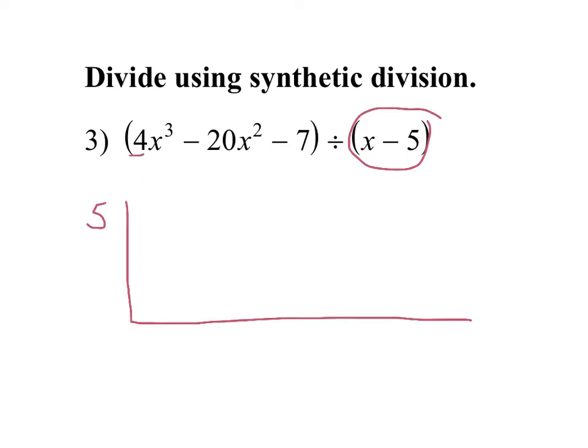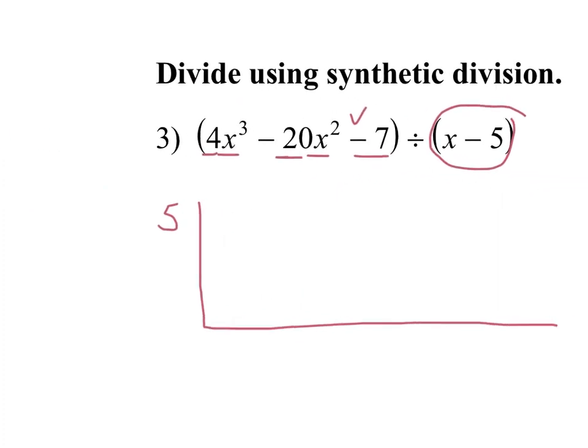And next, we just write all the coefficients in our box. But it's important that we have a number for every term. So we have an x cubed and an x squared, but we don't have an x all by itself. So what can we put for the x all by itself?